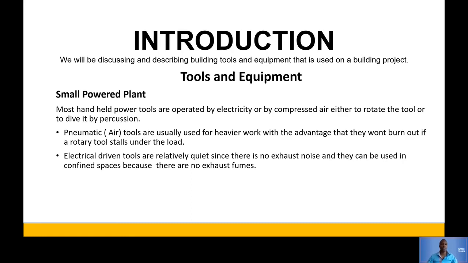Let's start with the small power plant. Okay, so these are small tools, they are handheld, but most handheld power tools are operated by electricity or by compressed air, either to rotate the tool or to drive it by percussion. Okay, so all that is saying is that we have two kinds of tools, that which require electricity, which means you plug them in an electricity plug to make sure that they operate. And the other ones by compressed air.